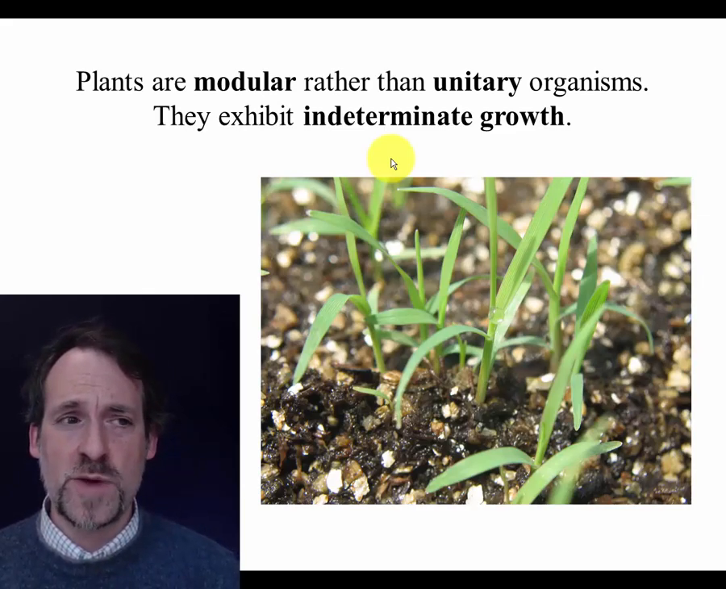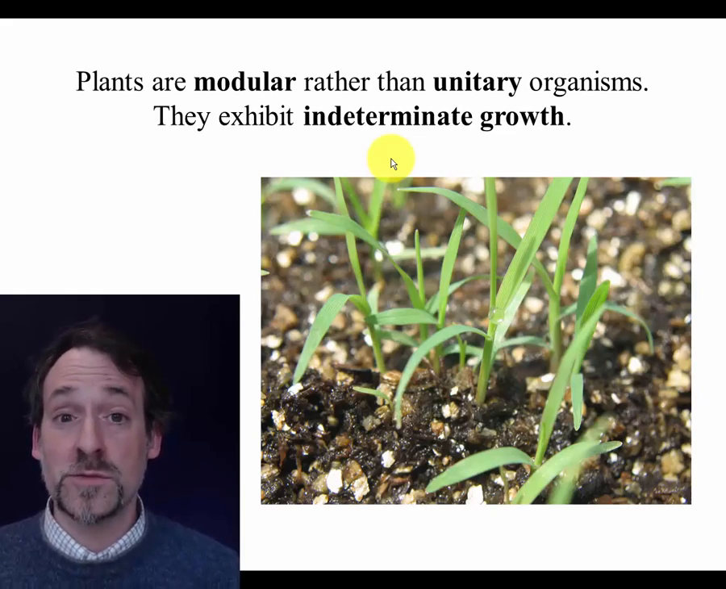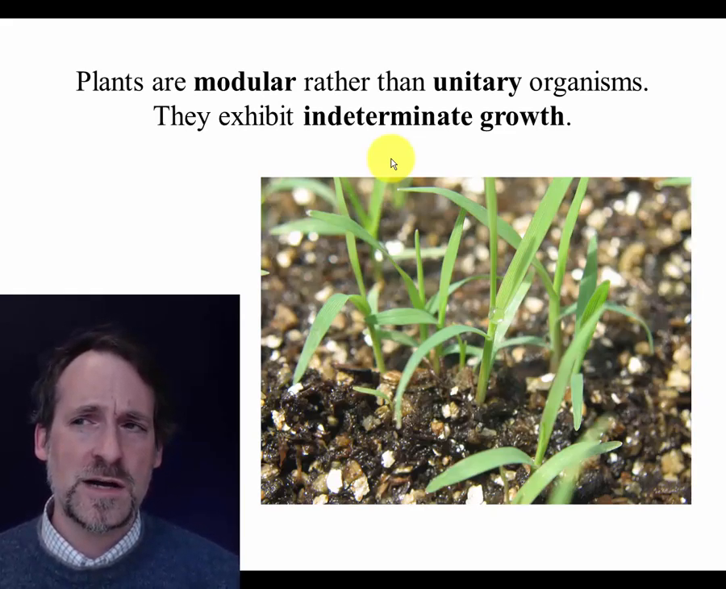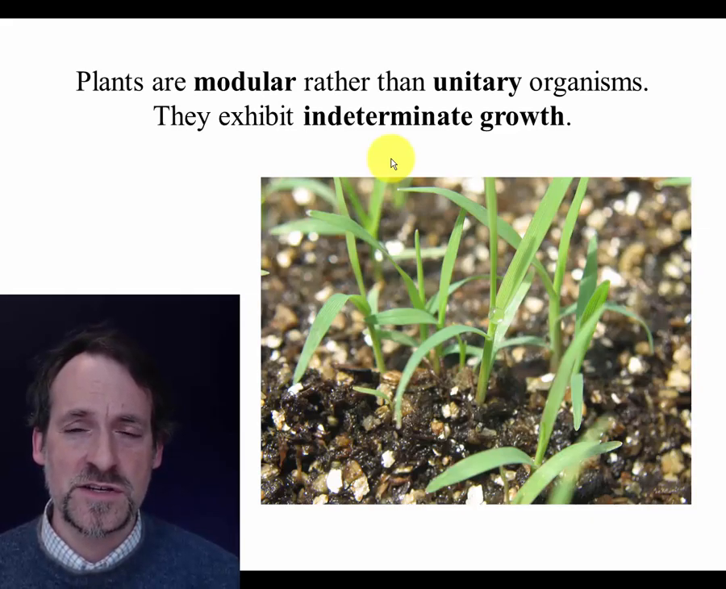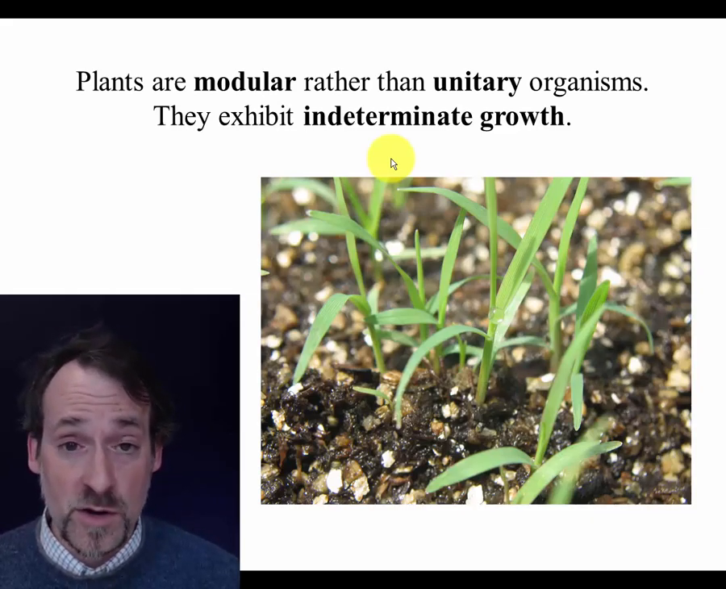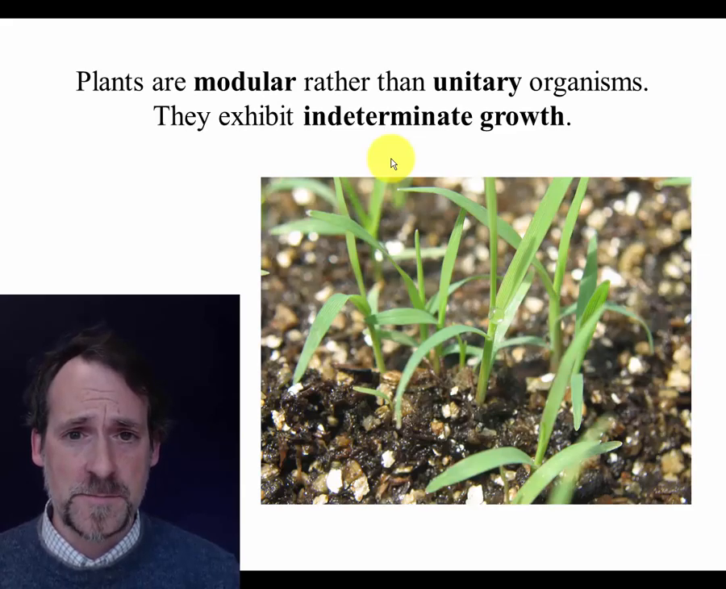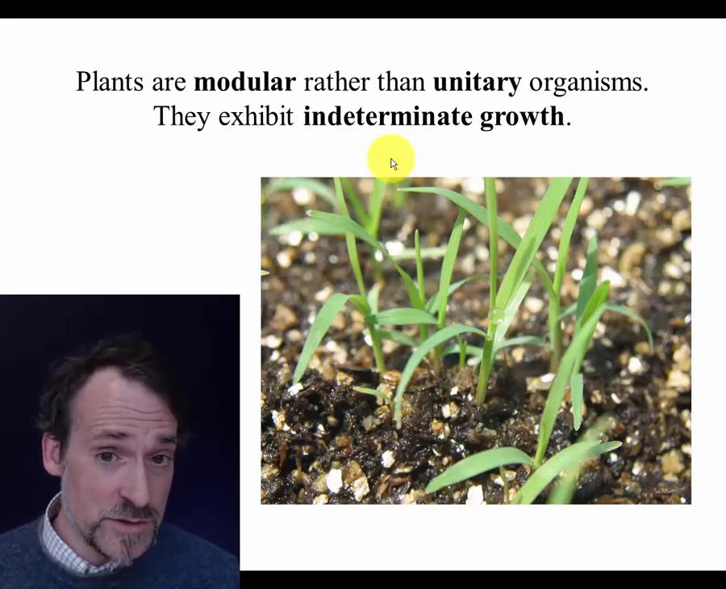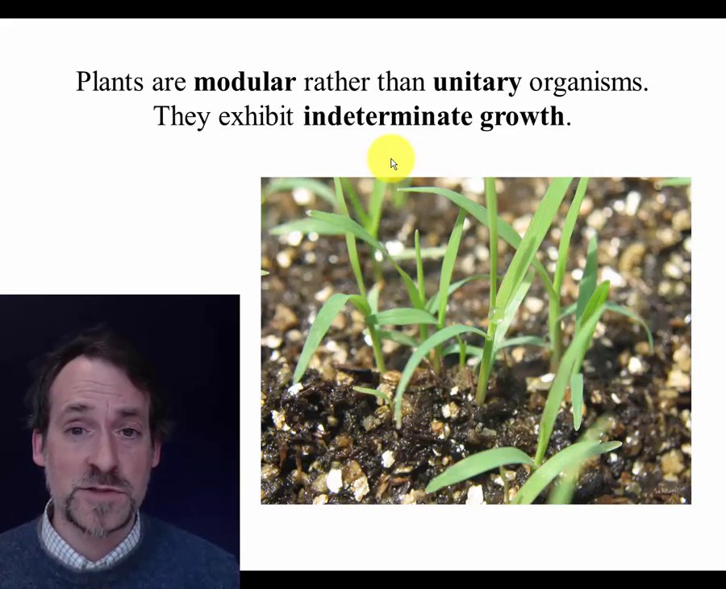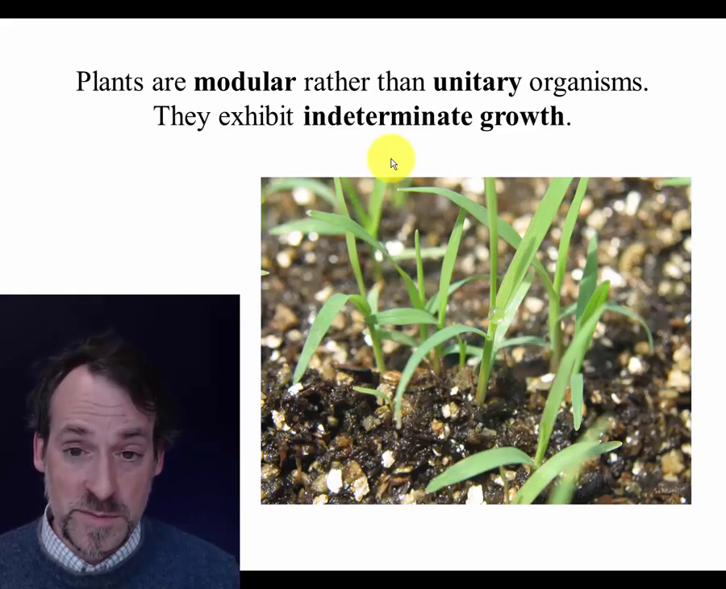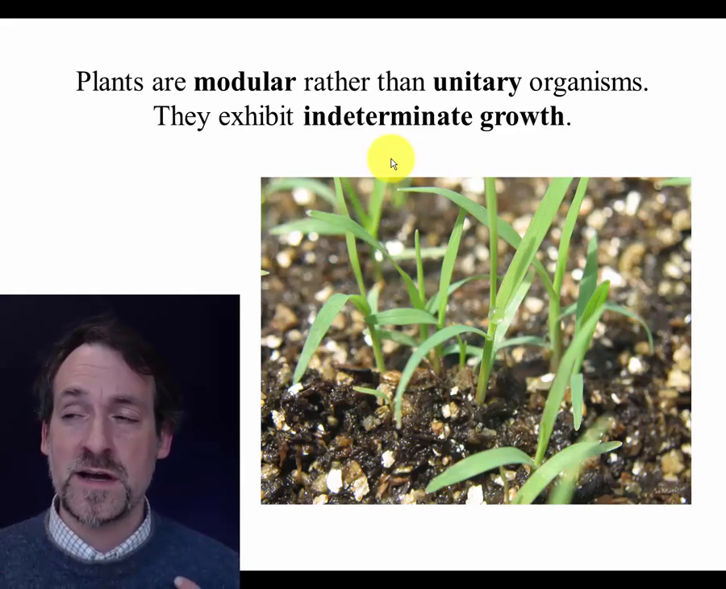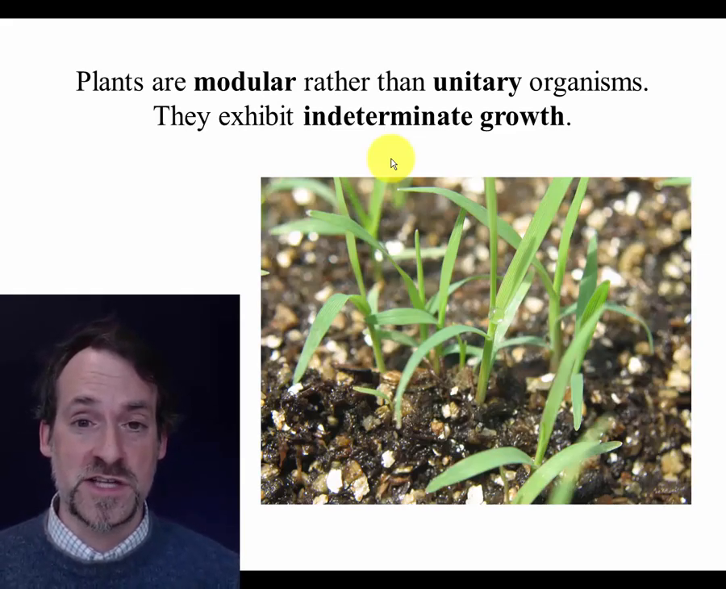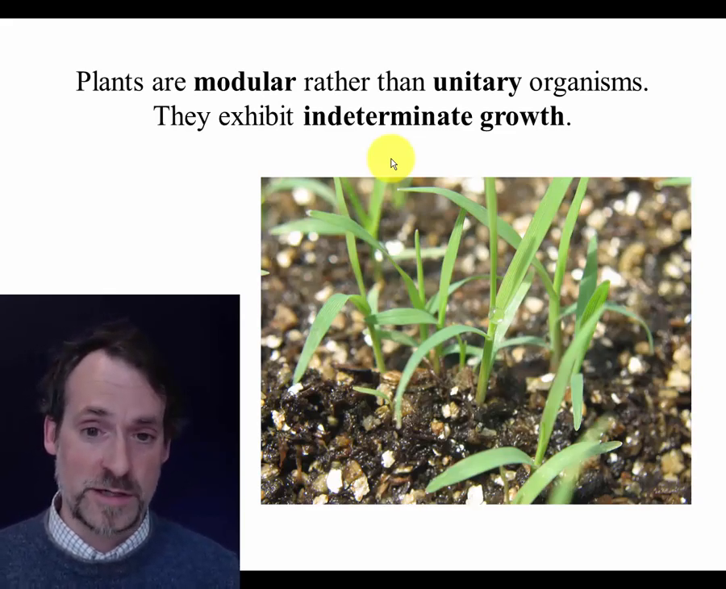In addition to adding on new modular parts when they grow, plants have what's called indeterminate growth, and that means that there is no fixed endpoint. They'll just keep growing until they die. This is true of some animals, but most animals have what's called determinate growth. Human beings do, for example. We grow until we reach a certain size, and then we stop growing.